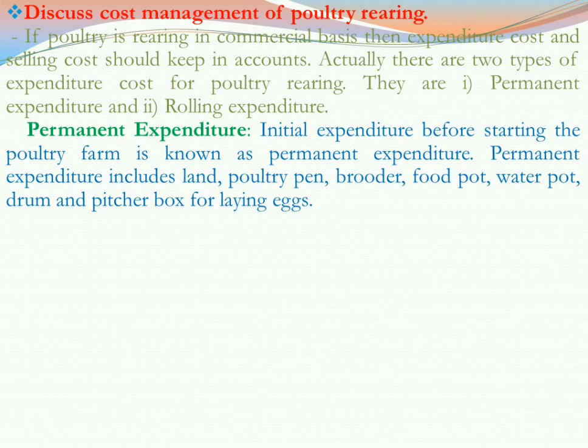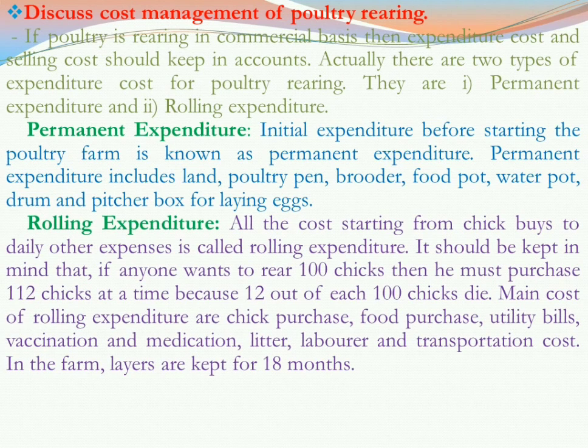Now let us know about rolling expenditure. All the costs starting from buying chicks to daily other expenses are called rolling expenditure. That is, after formation of the farmhouse, from buying the chickens up to selling, every day's cost is included in rolling expenditure.